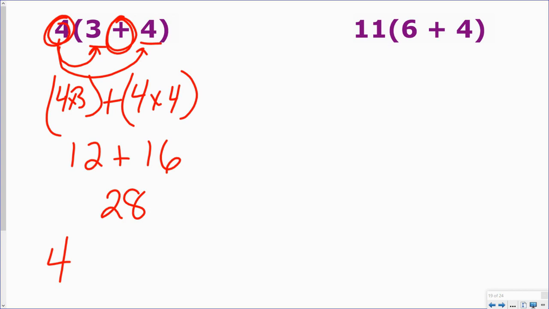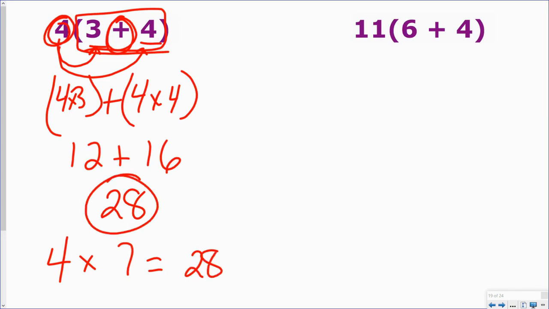Similarly, if I take 4 and multiply it by everything that's inside the parentheses here, which would give me a total of 7, that gives me 28. 28, 28, same amount. So I know that those two are equivalent expressions.